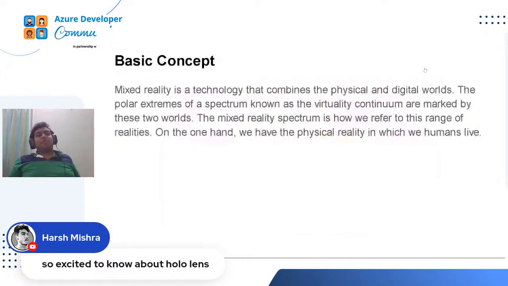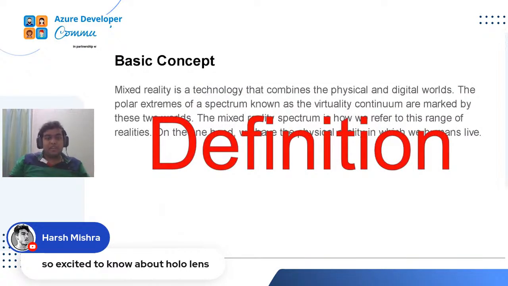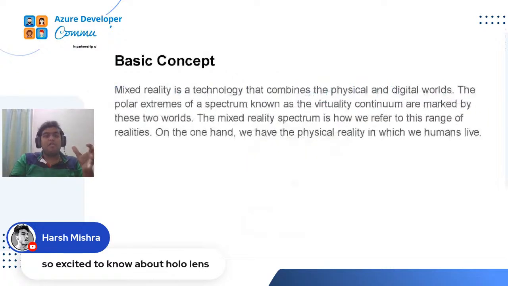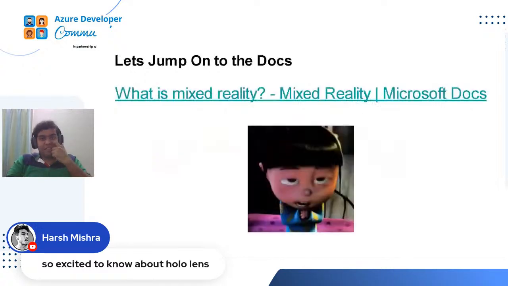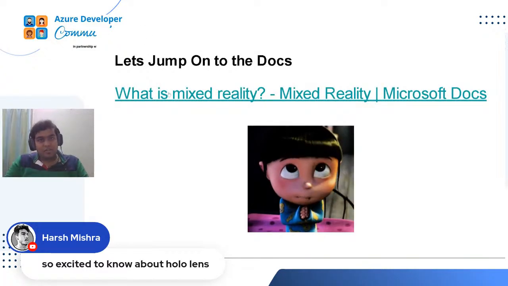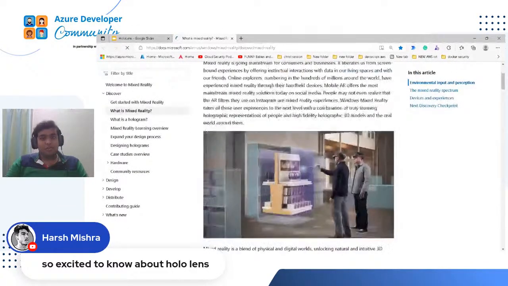The main concept of mixed reality is that it contains a physical and a digital world, at the polar extremes of the spectrum, and this is what your definition is all about. The polar extreme was all about that interactability that we're talking about here. The mixed reality spectrum refers to the range of realities that can be perceived, that can be simulated, that can be as close as a physical system, but can give you a little bit of an experience, but not complete. This was the definition of it. So let's jump on to the docs. This is your Bible, can't help it. Let's talk a little bit about it.